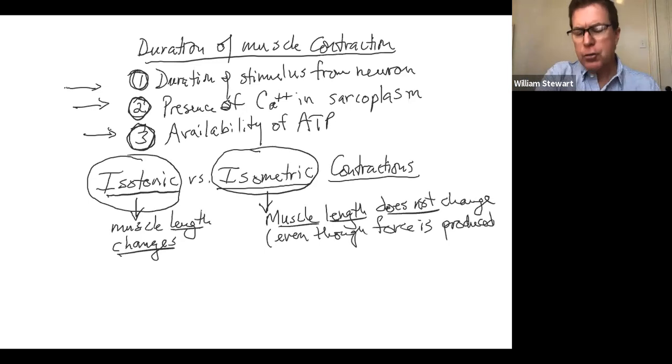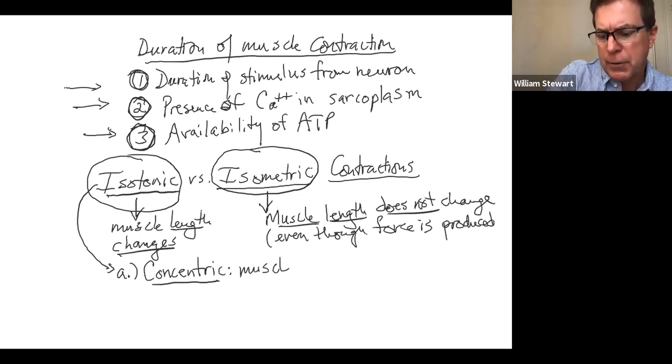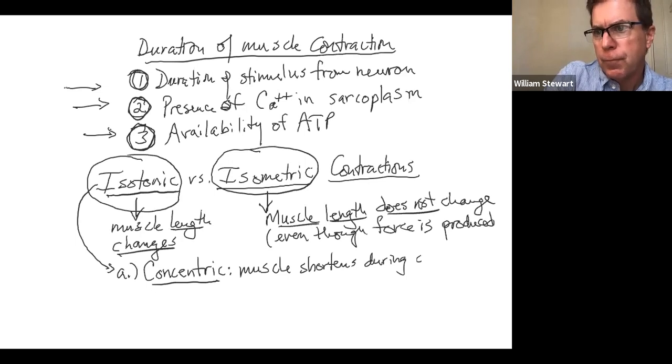Now, there are two different types of isotonic contractions. So let me write those. I'm just going to write lowercase a. Your book first describes concentric isotonic contractions. This means that the muscle length shortens during contraction. And force is produced as well. So it shortens and performs some sort of work.